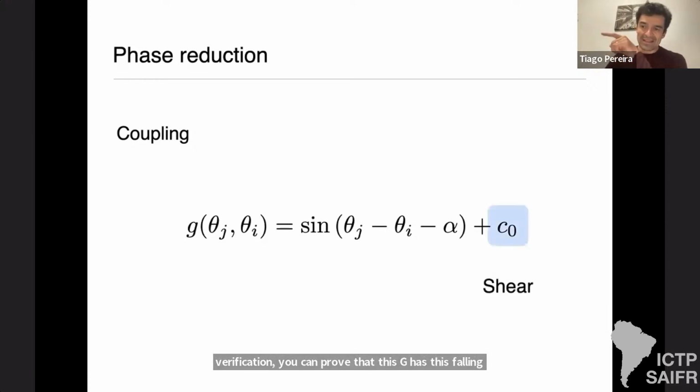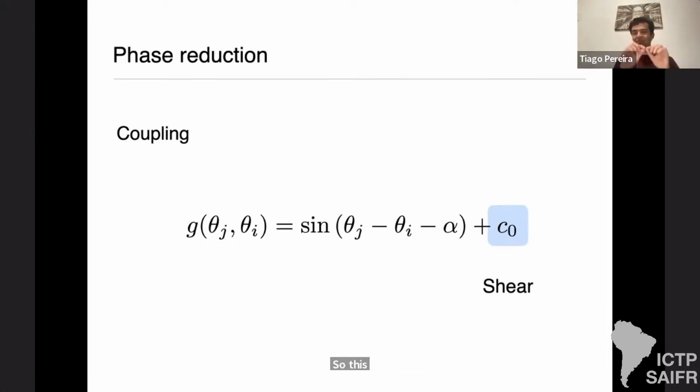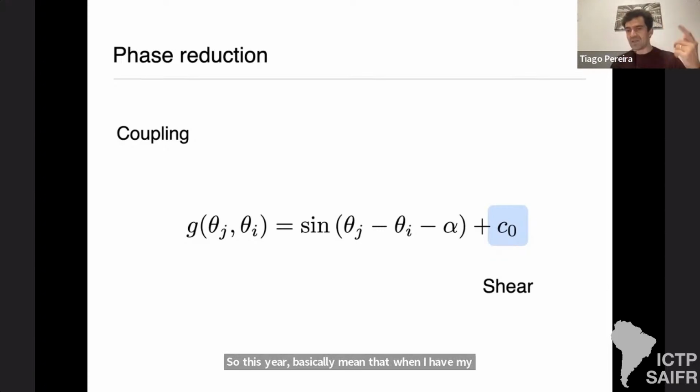where this c_0 that appears here is the shear in the oscillator. The shear basically means that when I have my oscillator isolated, the frequency depends on the amplitude. If you have an oscillator of this type, it gives this coupling function a constant offset from 0.